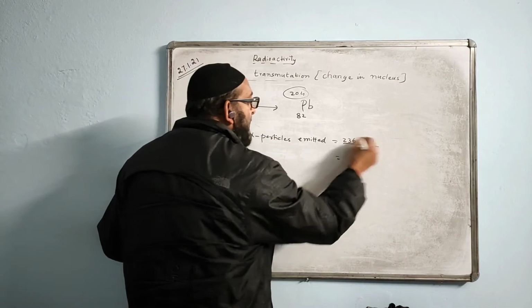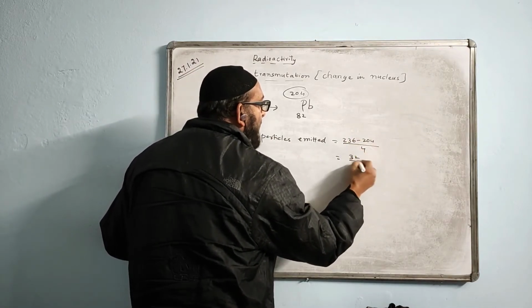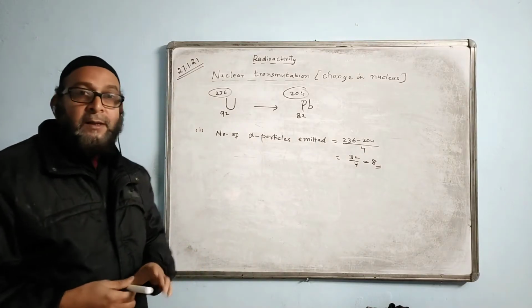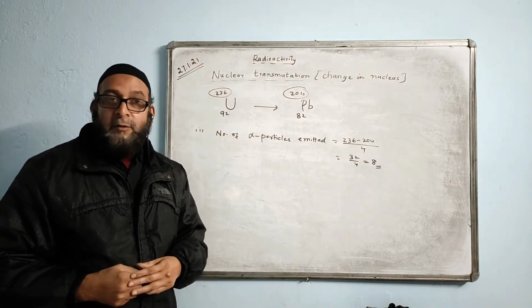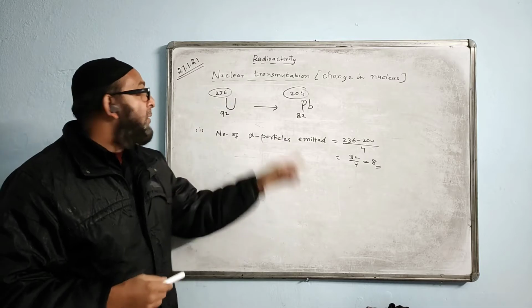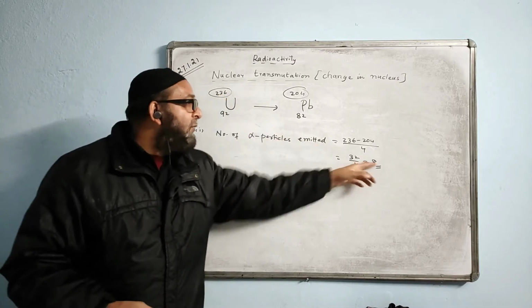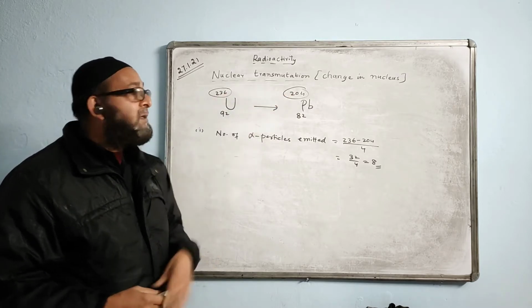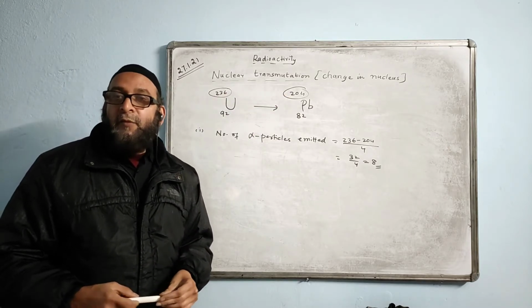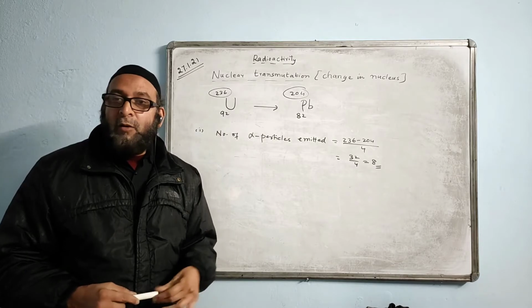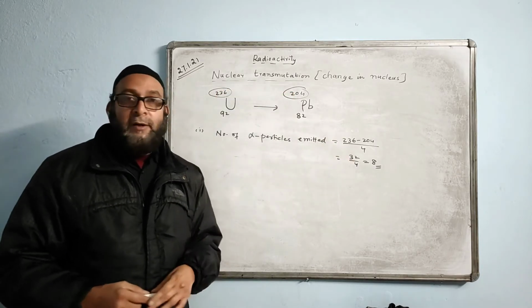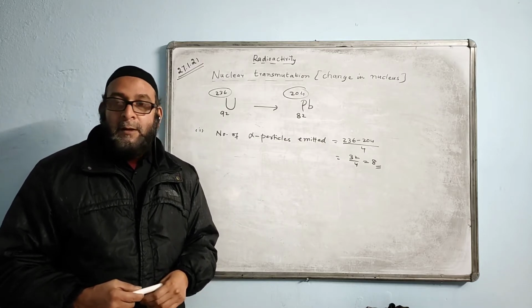So 236 minus 204 gives 32, divided by 4, the answer will come 8. That is, 8 alpha particles are emitted. And we can also check whether 8 are emitted or not. Because 8 fours are 32, and 236 minus 32 gives exactly 204. So first you find the number of alpha particles. How do you find it? You subtract this minus this, divided by 4. You will get the number of alpha particles.